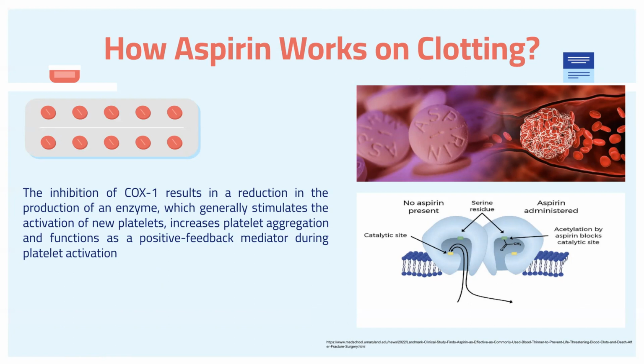irreversible acetylation of the serine residue again, and you can see the difference here and here. So this one gets acetylated and this one is not. So this enzyme gets stopped and stops the production of platelets, and prevents clots, allowing the blood to move easily.